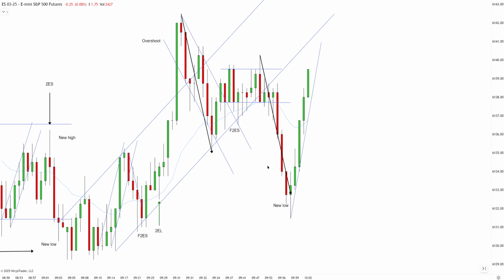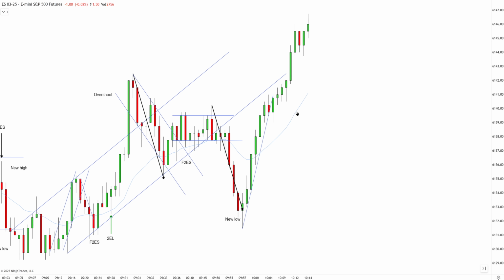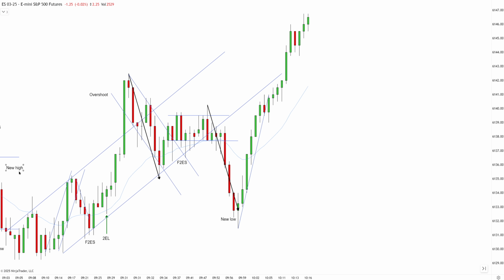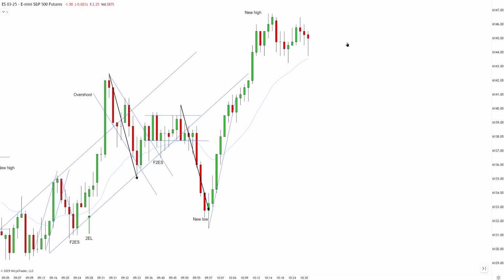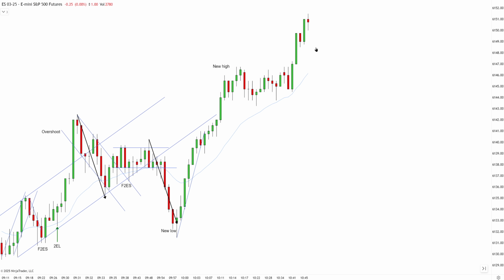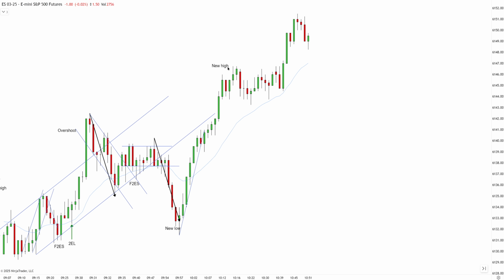So I'm thinking long still, but I need to see some second entry long at the EMA. Can I get it? No. An uptrend played out with the break and push to a new extreme. So now I'm going to pause looking to go long. Okay, we keep going higher. We keep going higher. I don't think we can take anything because the uptrend just played out.